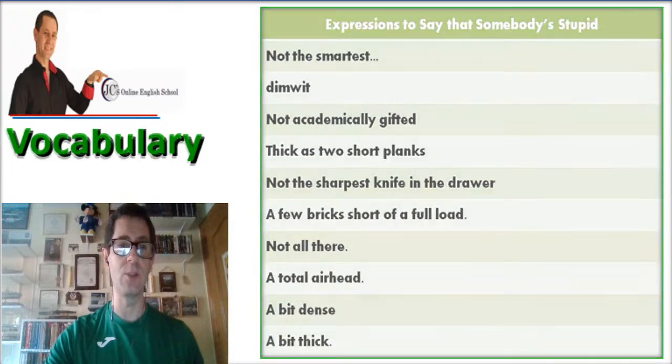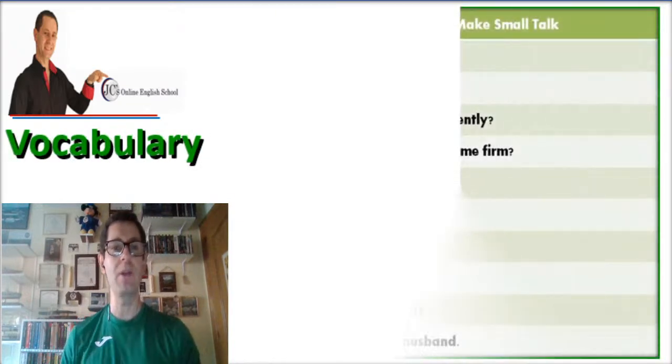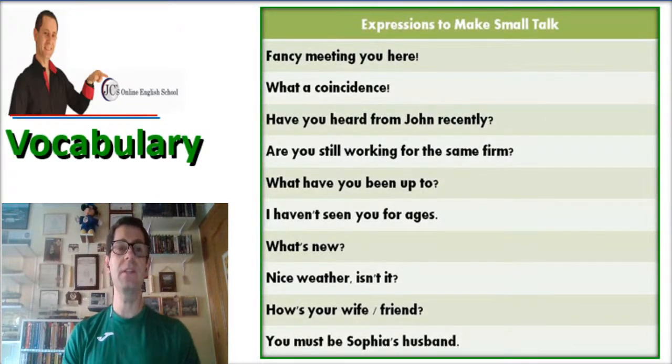What else do we have? We continue with vocabulary, and we're going to take a look at some expressions to make small talk. You don't want to talk a lot, but you want to talk a little bit. So you could say, oh, fancy meeting you here. What a coincidence. Again, these are expressions to make small talk a little bit.